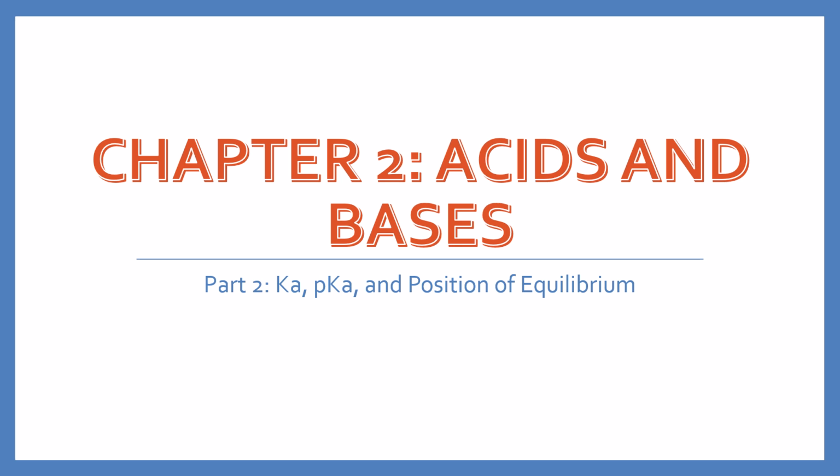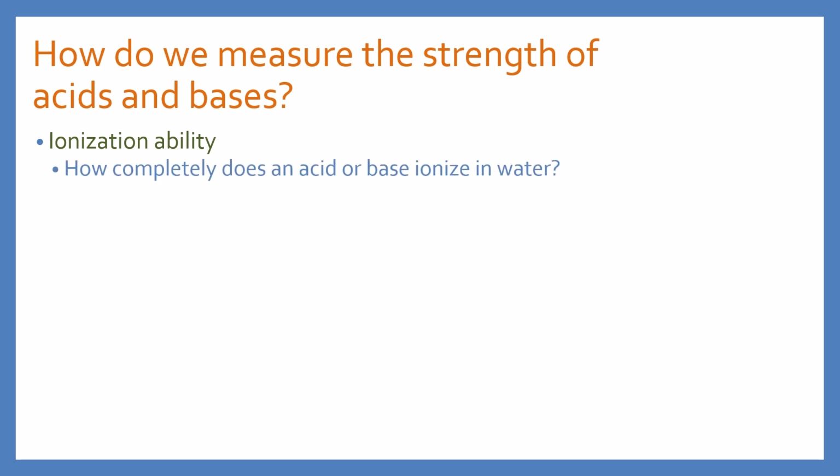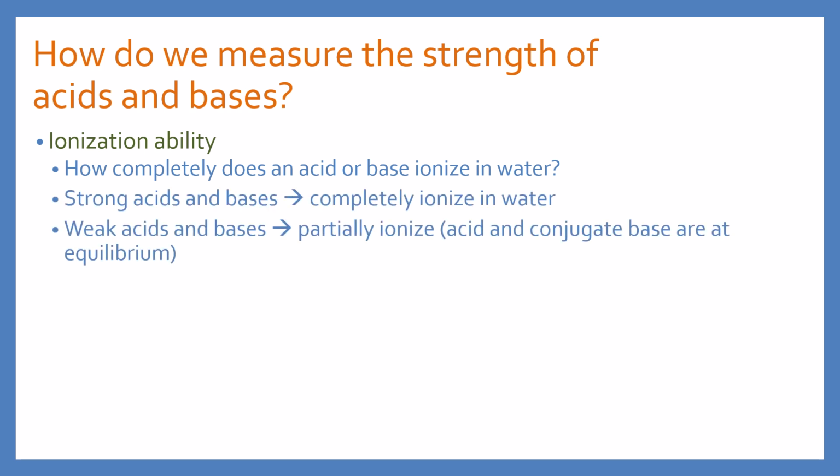Chapter 2, Part 2: Ka, pKa, and position of equilibrium. How do we measure the strength of acids and bases? We measure it using the ionization ability. How completely does an acid or base ionize in water? Strong acids and bases completely ionize in water, while weak acids and bases partially ionize and form an equilibrium.